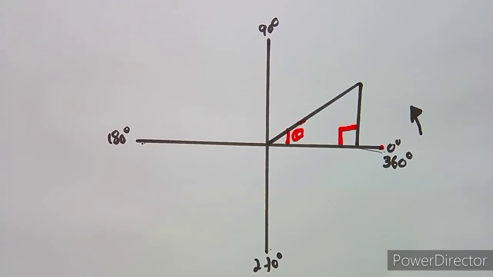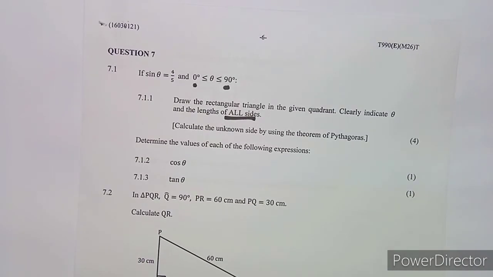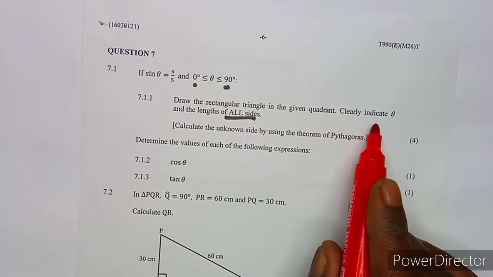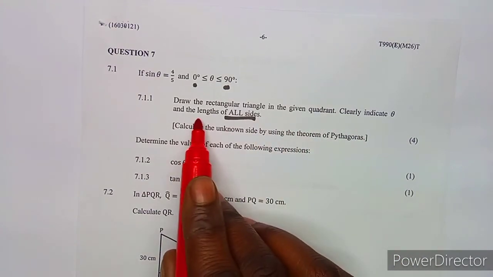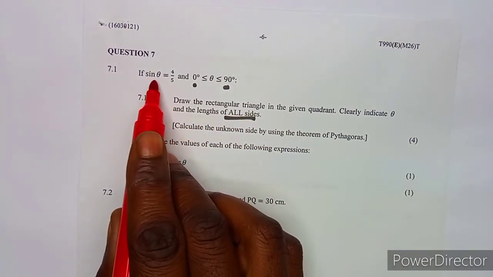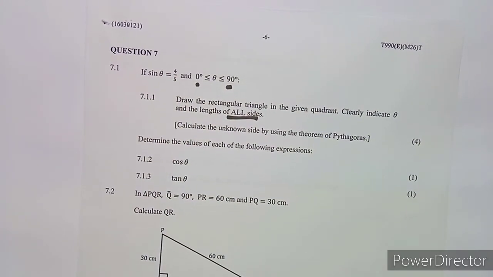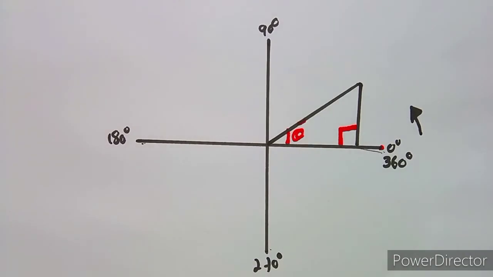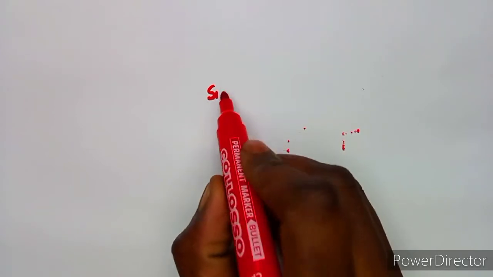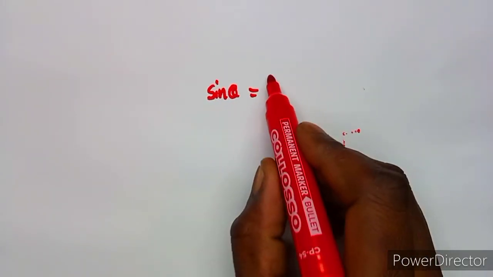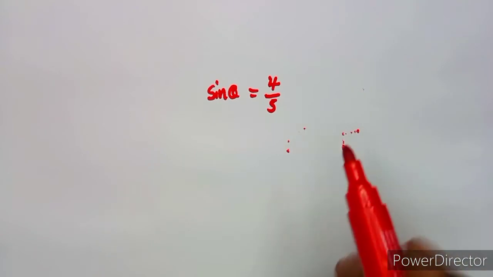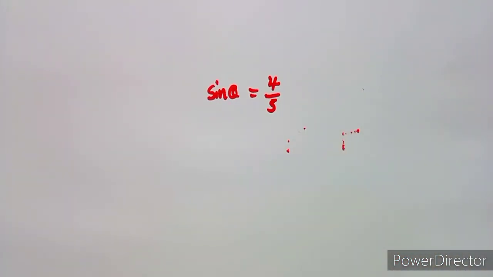All right, also we are asked to clearly indicate theta and the length. So which means you have to indicate the length from this sine that you are given. Take note here, we are given that sine theta is 4/5 there. So which means we are going to obtain this from this sine that we are given. Sine theta is equal to 4/5. So what does this mean? Remember, sine theta gives us opposite over hypotenuse.